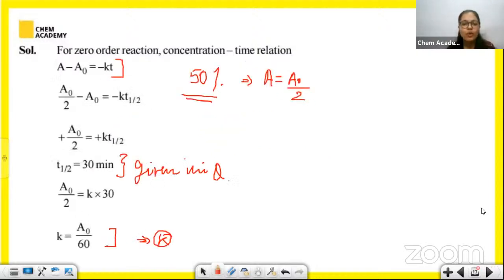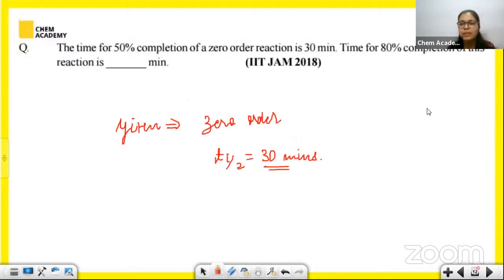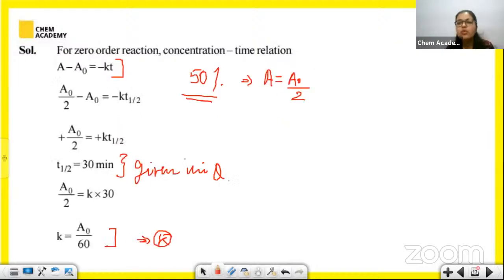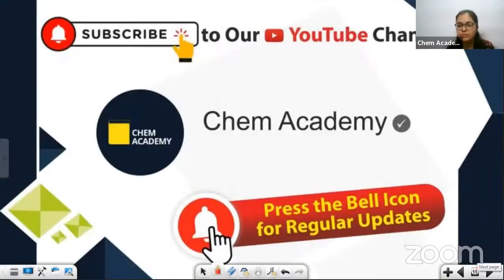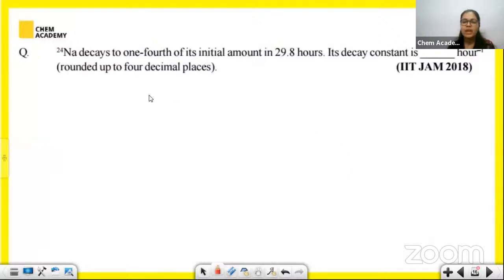So this is how we found out the time for 80% completion of a reaction when we were given the time for the 50% completion of a reaction after calculating the rate constant. Now moving on to the next question. So this is the question.